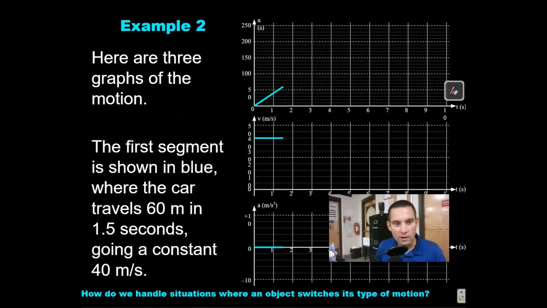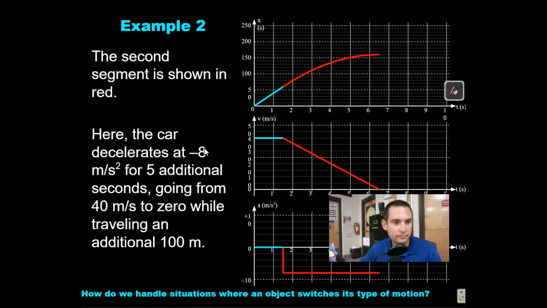Here are the 3 graphs. The first segment is shown in blue, where the car travels 60 meters in 1.5 seconds. No acceleration, constant velocity. The second segment is shown in red. We know our acceleration is negative. We're slowing down. Our velocity is getting closer and closer to 0. So that means negative acceleration, which means our slope up here is tapering to 0.